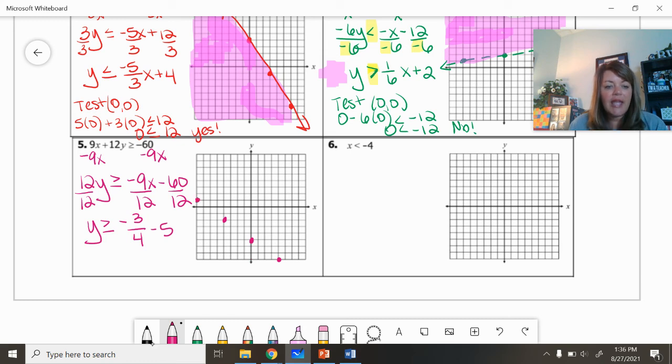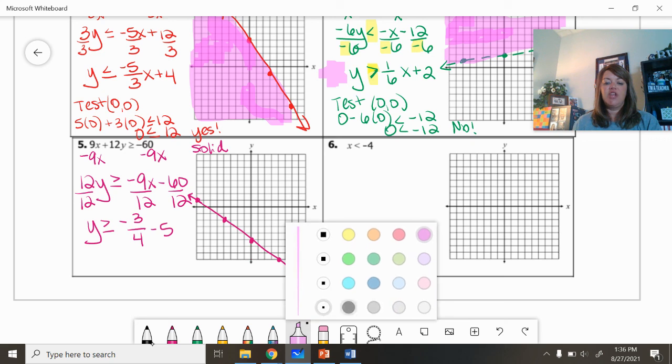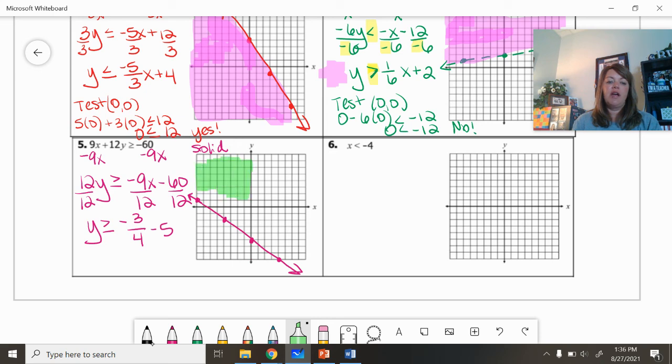And this one is a solid line, and it's solid just like this. I did not flip my sign because I did not divide by a negative number. 12 is not negative, so it's greater than or equal to. Greater than means I shade above. So I'm going to go up here above my line, and that is where my shading goes.